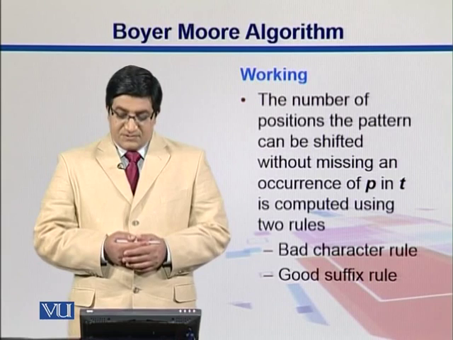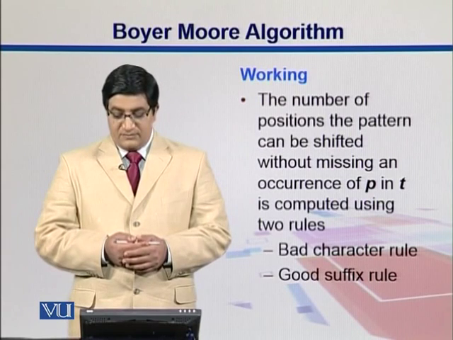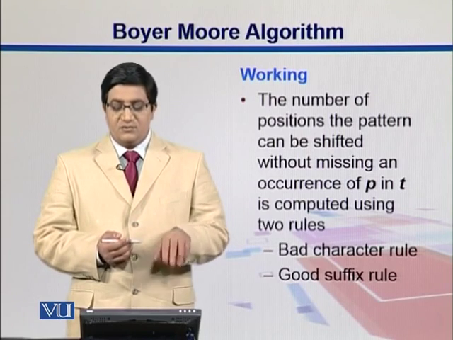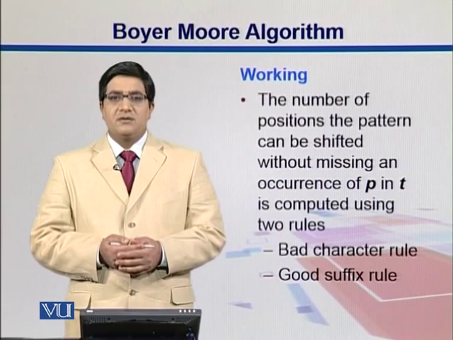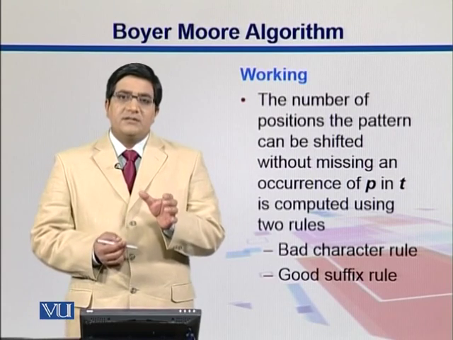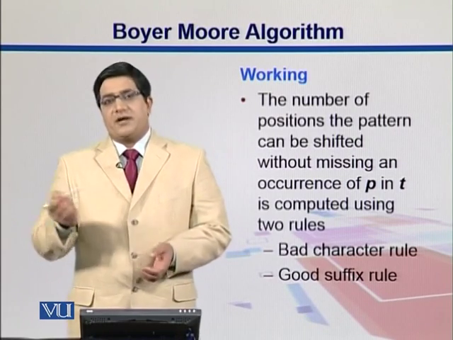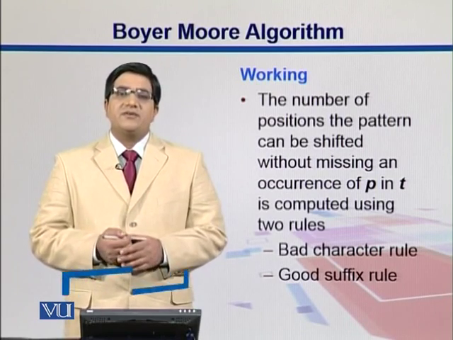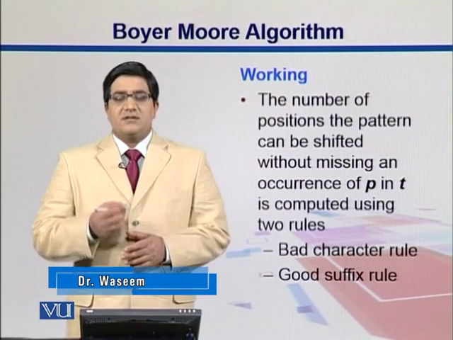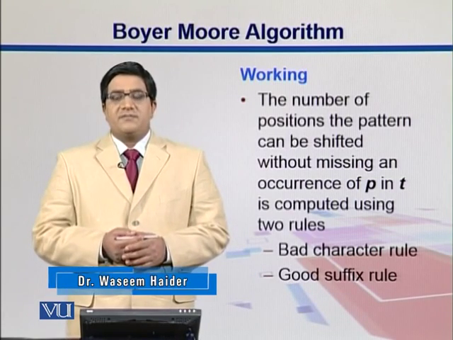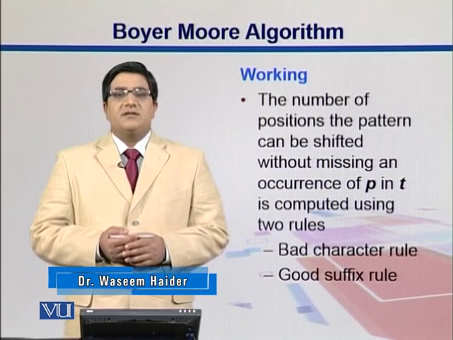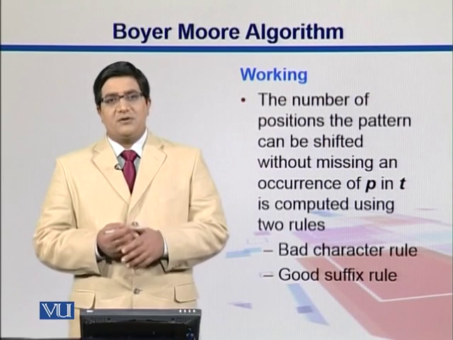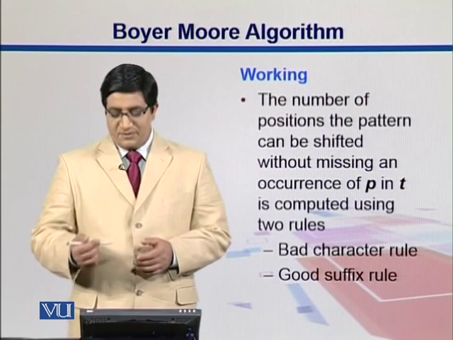The number of positions the pattern can be shifted without missing an occurrence of P in T is computed in two ways. There are two rules. One we call the bad character rule: wherever we find a bad character, we take the whole pattern and move beyond that position. The other is the good suffix rule. Within the pattern, we try to find the suffixes. If you remember, a suffix is the last part of something, and a prefix is the first part of something.